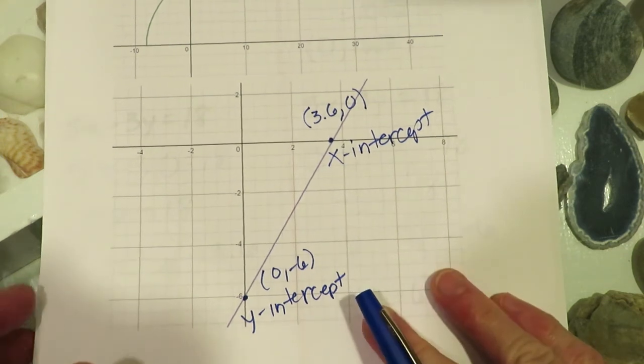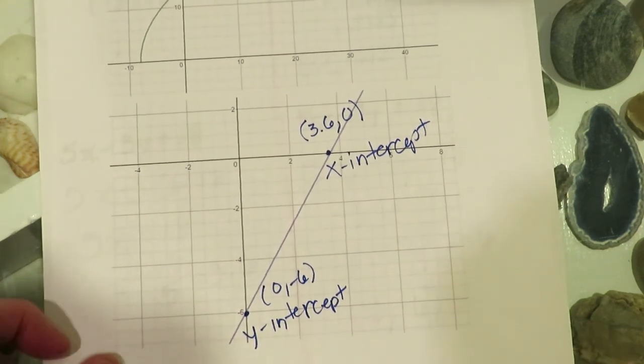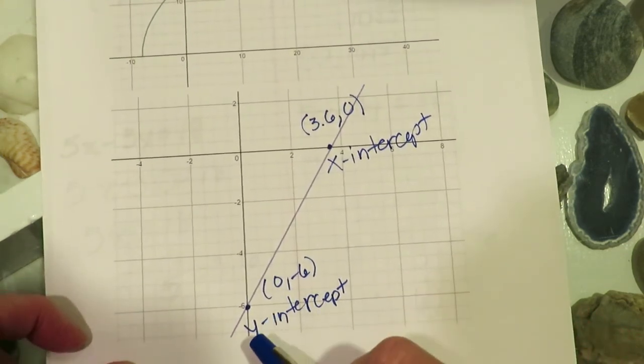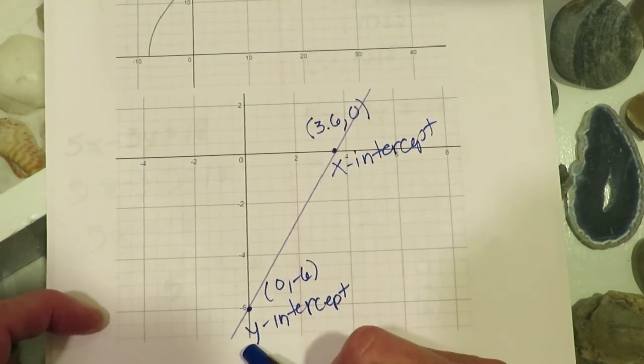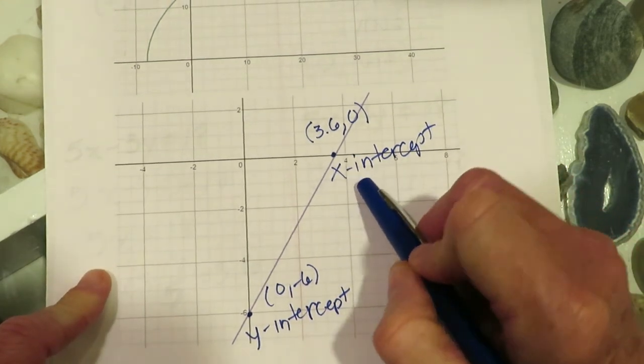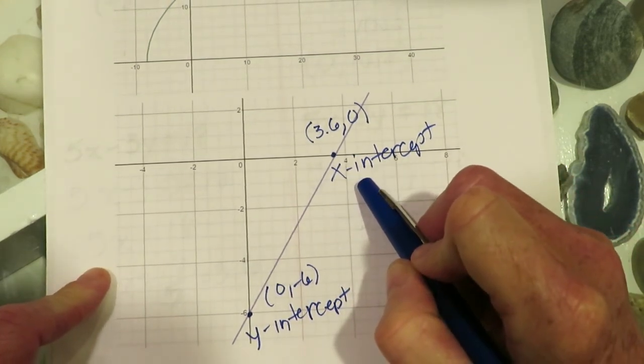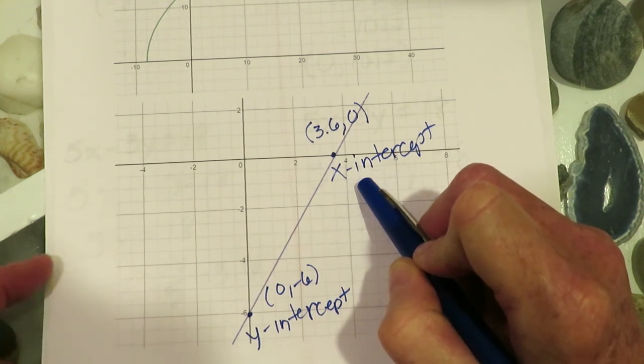So there you go. That's a little review about x-intercepts and y-intercepts. Again, y-intercept means you're intercepting the y-axis. If you're on the y-axis, x is 0. X-intercept means you're intercepting the x-axis, and if you're on the x-axis, then y is 0.